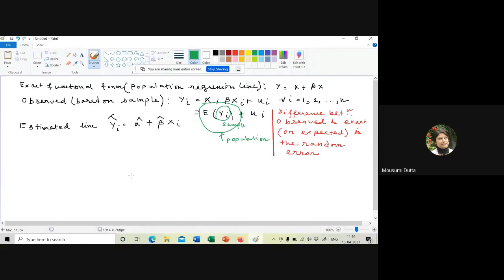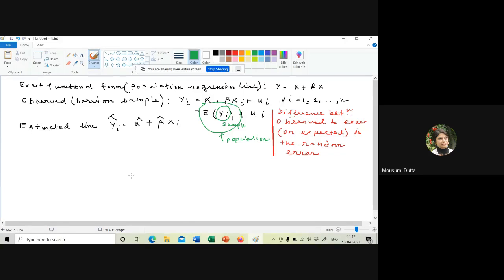Okay. So the objective will be to minimize the error part and thereby estimate the two unknown parameters, alpha and beta in this model, and finally present the estimated model yi hat, which is equal to alpha hat plus beta hat xi. Now, before getting some idea about how to minimize the error, how we really estimate the unknown parameters of the model, we need to understand the nature of the error term.